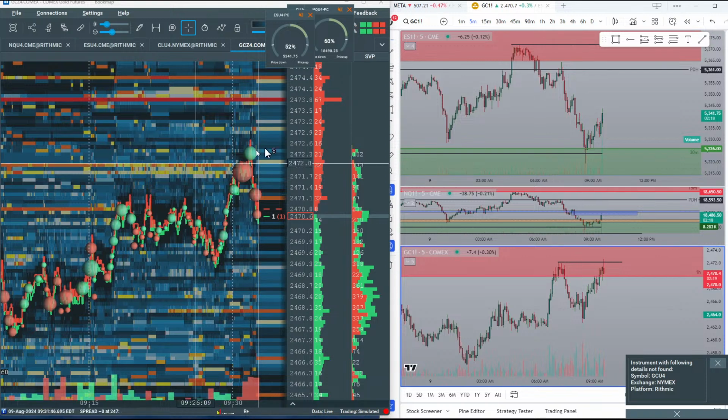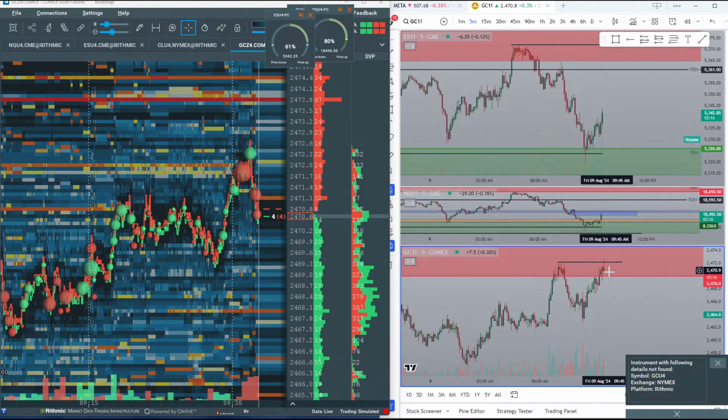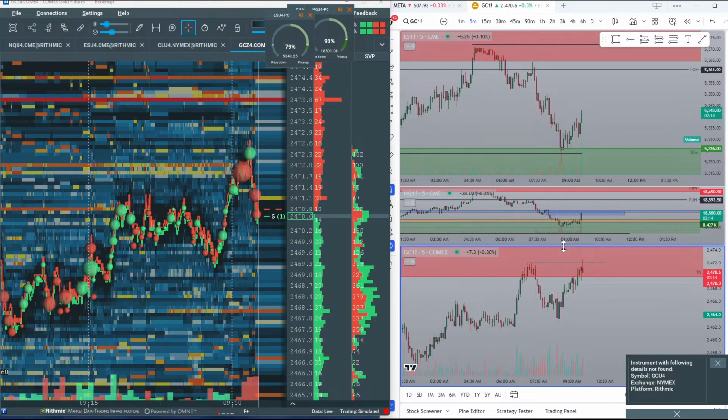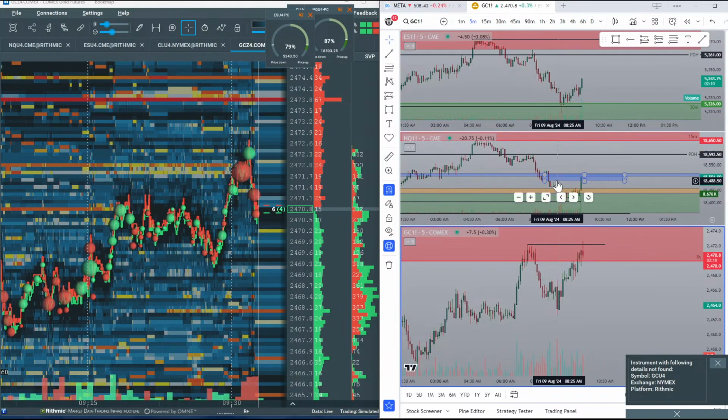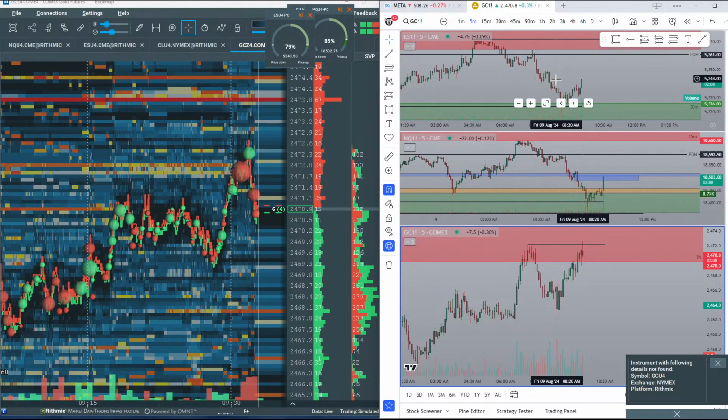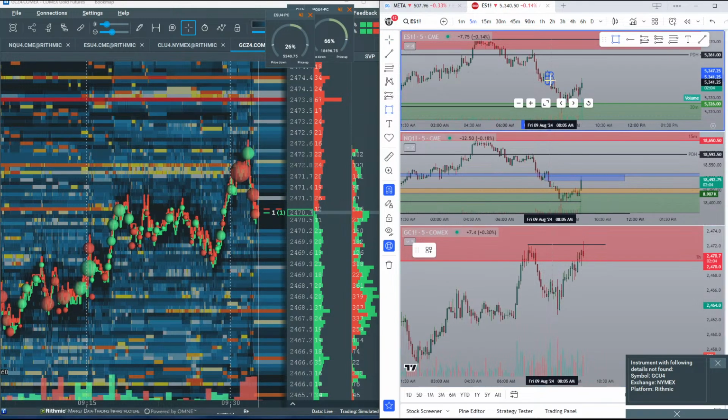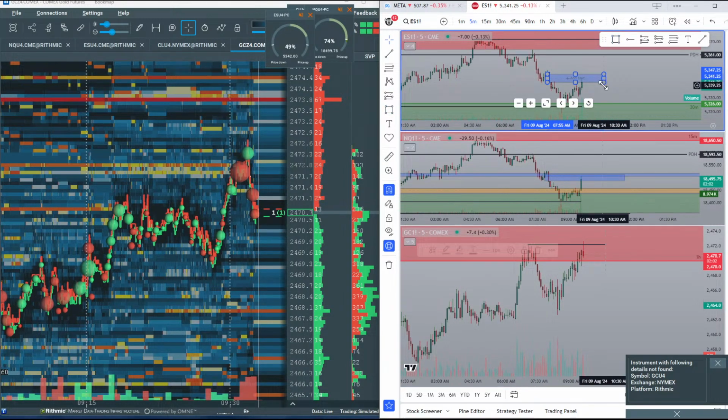I like that rejection off that high on gold right there, plus that 5-minute candle that's forming, the inverse hanging man right there. Again, getting a bit of a push higher into that fair value gap on NASDAQ. ES also has that fair value gap right there. I'm not taking any shorts here.